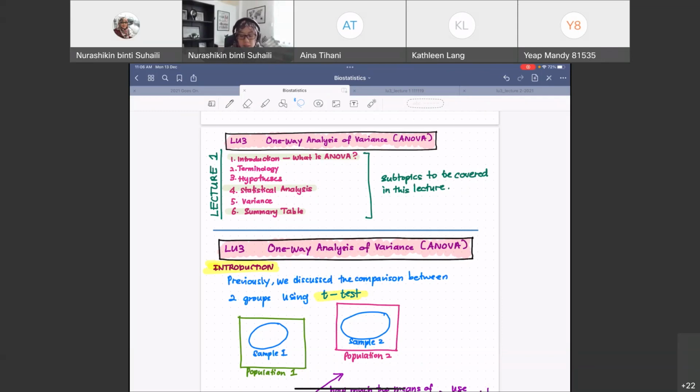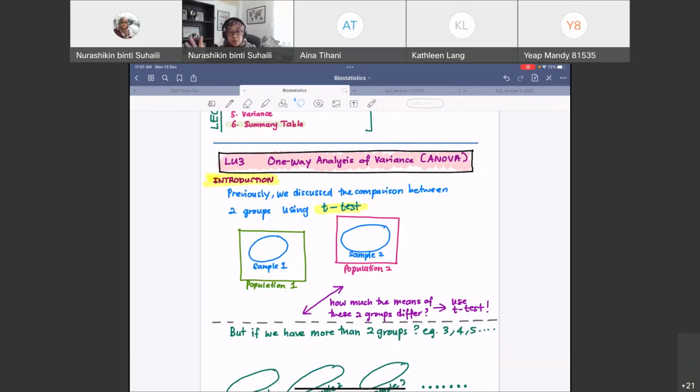But what happens if we have more than two groups or things to be compared? We cannot use the t-test anymore because the t-test is designed only for two groups of comparison. So for more than two groups, the statisticians have designed another test, which is called ANOVA. That's why we study ANOVA. The first important thing you have to know is what ANOVA is and why it is created.